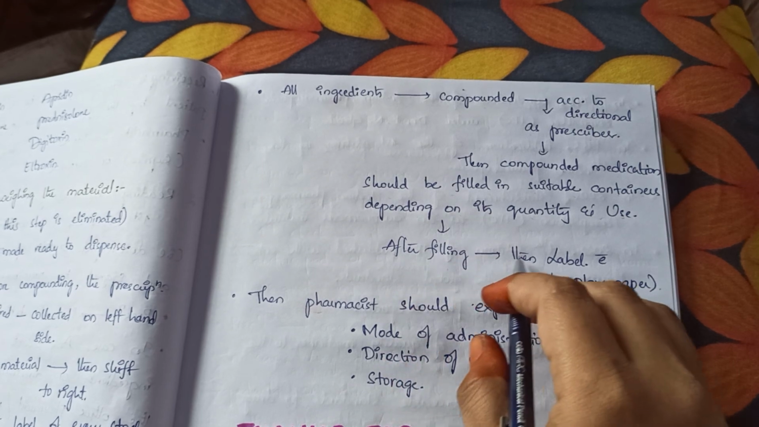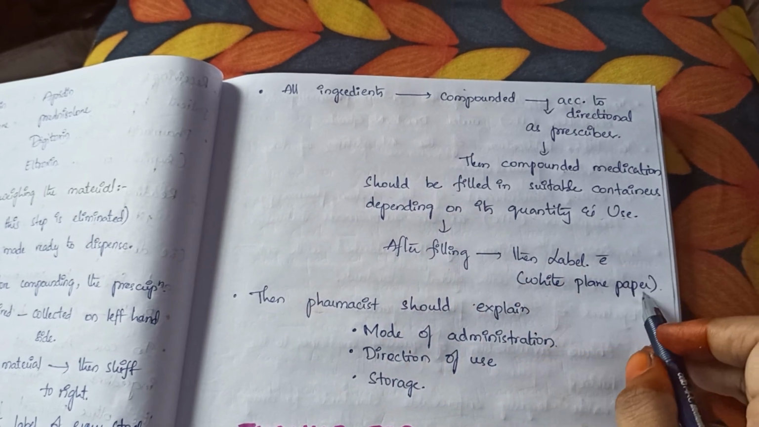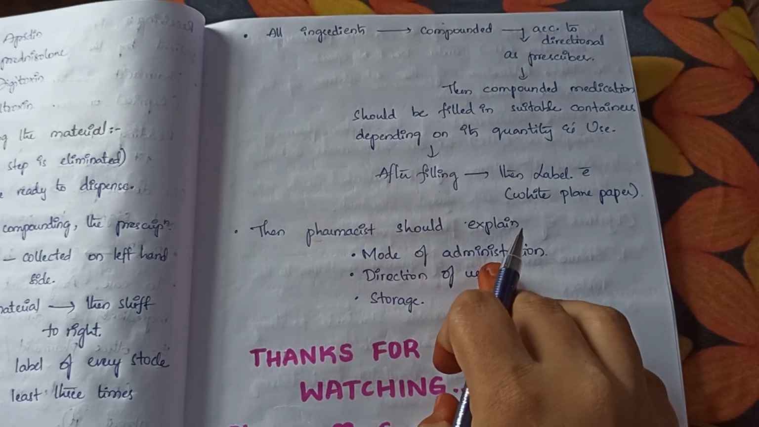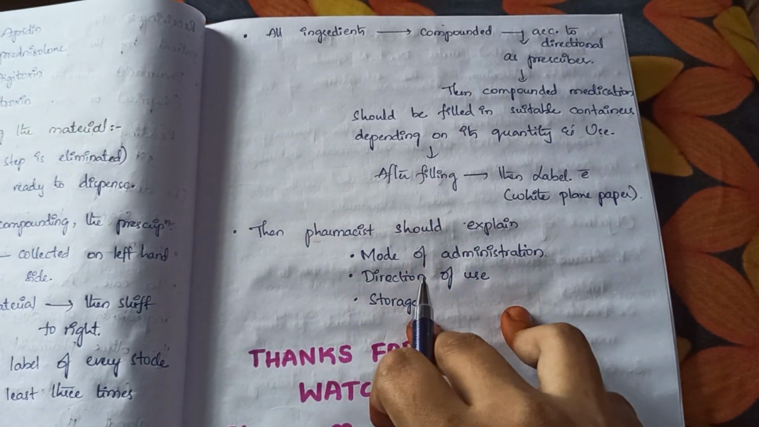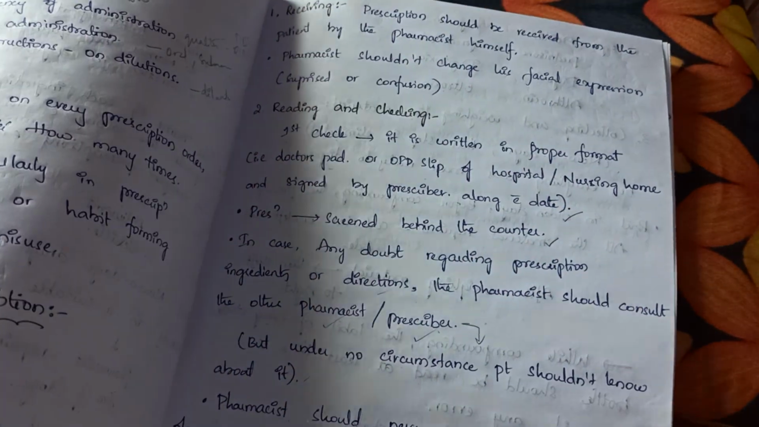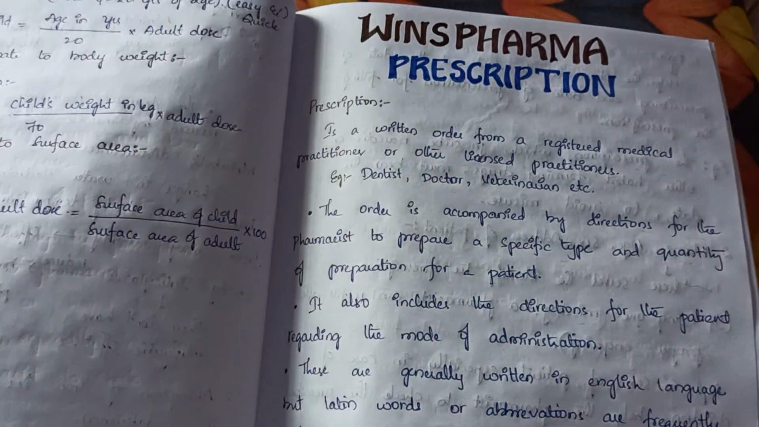After filling, label with plain white paper. The pharmacist should explain the mode of administration, direction of use and storage. This is handling of prescription, and the prescription topic from pharmaceutics.